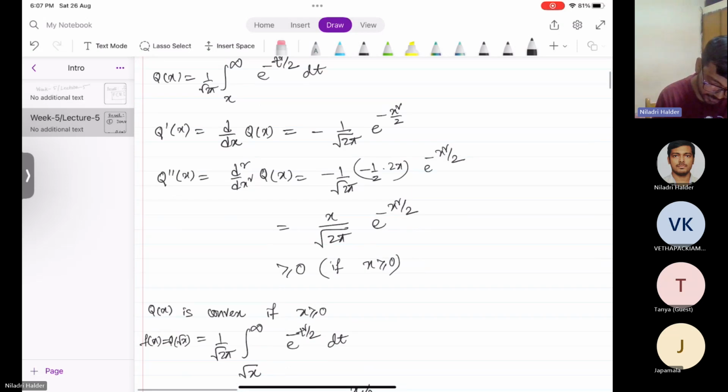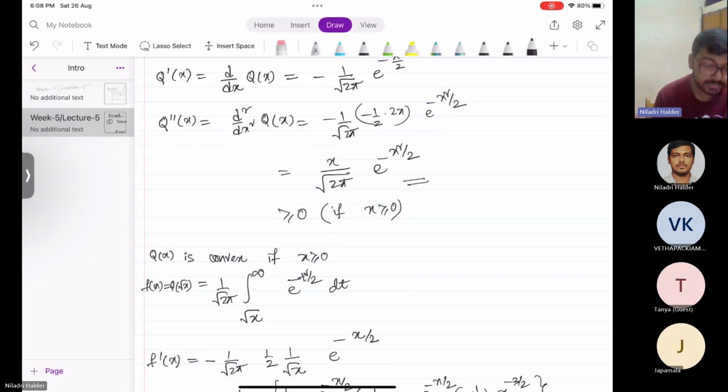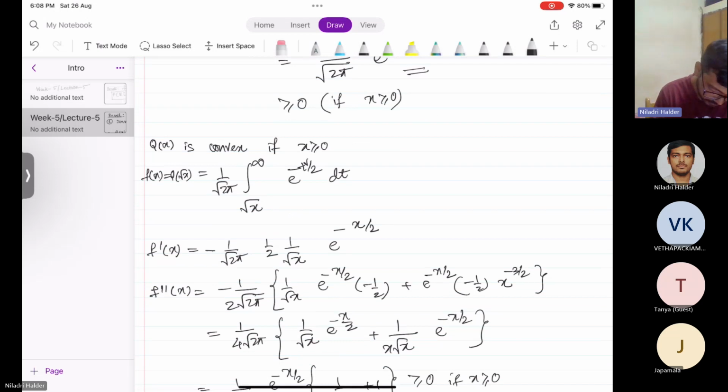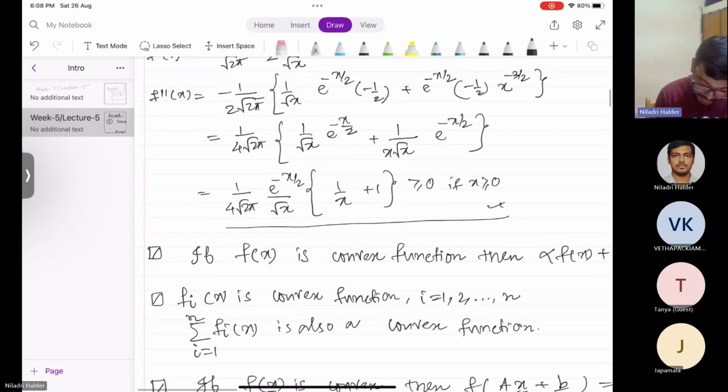Then if I differentiate again, if I find the double derivative, it comes like this. Now this is greater than or equal to 0 if x is greater than or equal to 0, and q double dash for q of root x also comes out like this. So this is also positive for x greater than or equal to 0. That's why q of x and q of root x both are convex functions.